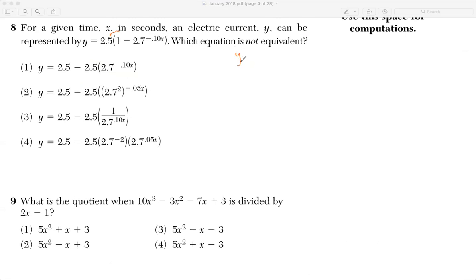So we'll get y equals 2.5 minus 2.5 times 2.7 to the negative 0.10x. Is that any of these? 2.5 minus 2.5 times 2.7, that's this. So this one's okay. Let's take a look at these.